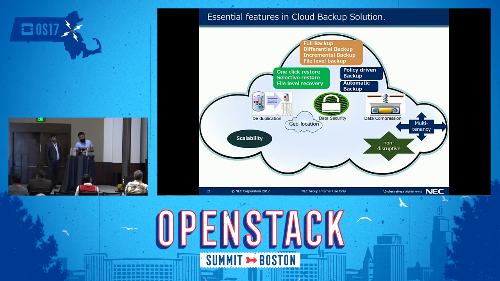Next, we have scalability. OpenStack, as we know, can be scaled out at any level. It can be 100 nodes, 1,000 nodes, or a million nodes. Initially, we don't know how much we need, so maybe the cloud keeps growing and scaling out. So whatever backup solution we choose should be scalable. It's not like it just works for 1,000 VMs, and after that there are issues. So as OpenStack is scalable, the backup solution should be scalable.